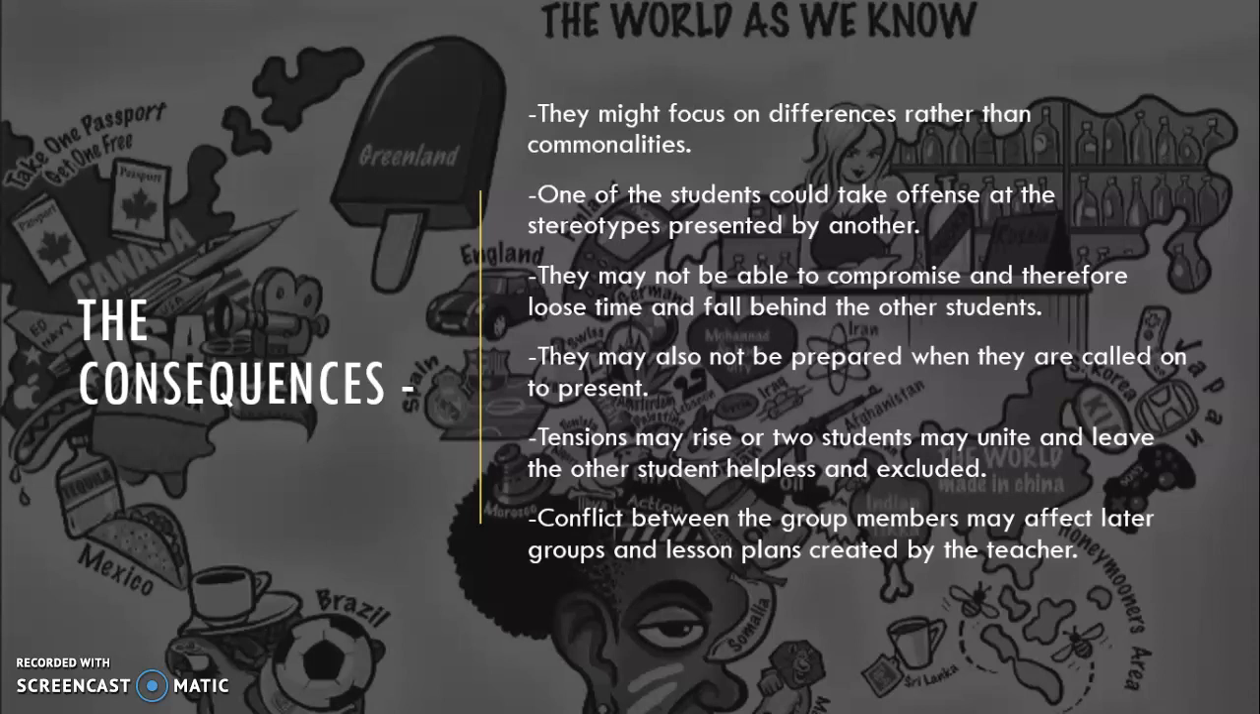Consequences of this might be that they focus on differences rather than commonalities. One of the students could take offense at the stereotypes presented by the other. They might not be able to compromise and therefore lose time and fall behind the other students. They may also not be prepared when they are called on to present. Tensions may rise, or 2 students may unite and leave the other student helpless and excluded. Conflict between group members may affect later groups and lesson plans created by the teacher.